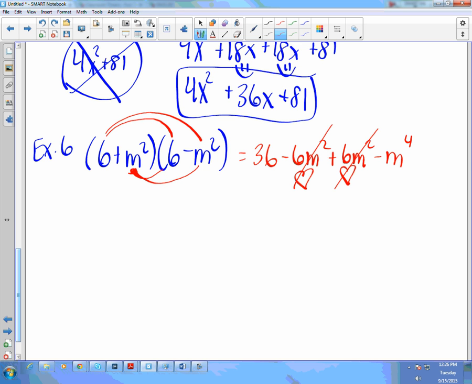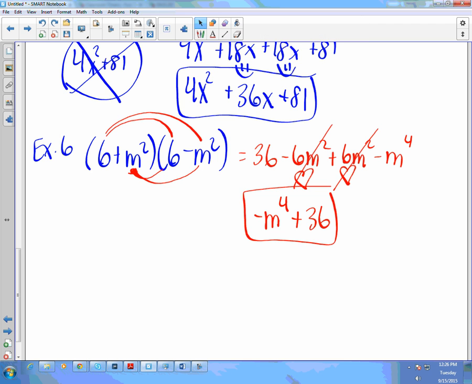I'm going to write this in standard form though. 36 does not have the highest exponent. The highest exponent is negative m to the 4th, plus 36 is m to the 0. That's the answer, because it's a binomial. Okay?